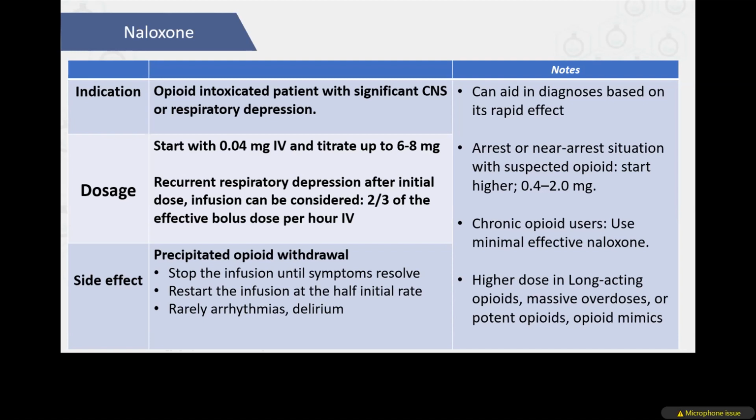Be careful of precipitated opioid withdrawal, because it's actually self-limiting, but it can also rarely cause some arrhythmias. So if you started the infusion and the patient started to have some withdrawal symptoms, stop the infusion until the symptoms resolve, and then restart at half the initial rate.